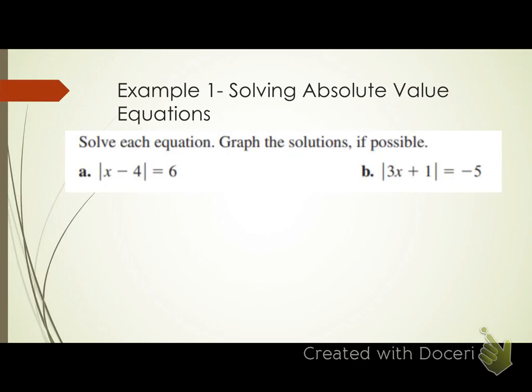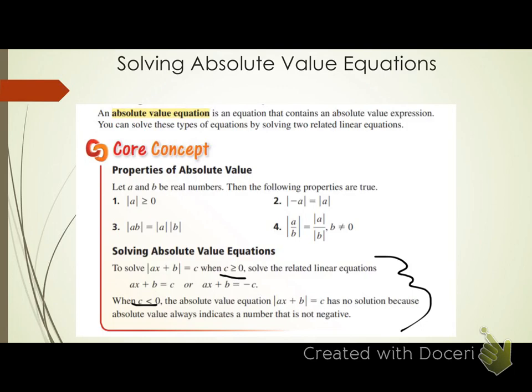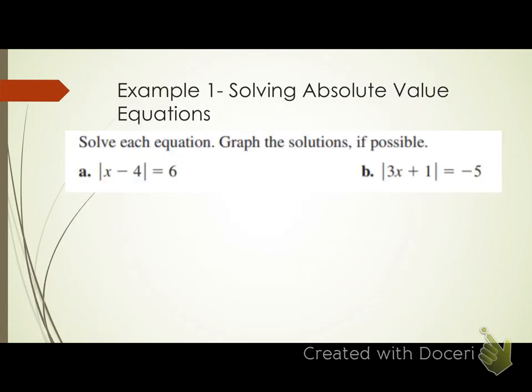So, in order to solve this, like it said, we need to set up two equations. What do we say about the first equation? It's going to be the same thing without the bars, right? So looking at the equation that I have, what's my first equation going to look like? x minus 4 equals 6. The same exact thing without the bars. Does that make sense?